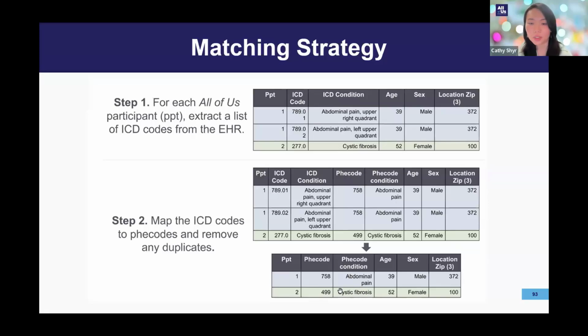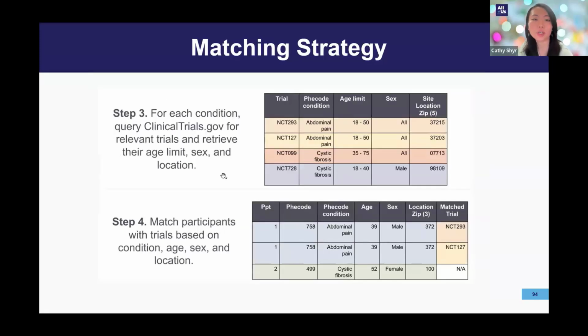Then the next step, what we did is that we took the list of unique Phi code conditions, and then for each condition, we queried ct.gov for relevant trials and retrieved information about these trials, specifically the age limit, the sex, and the site location, which was presented in terms of 5-digit zip codes.